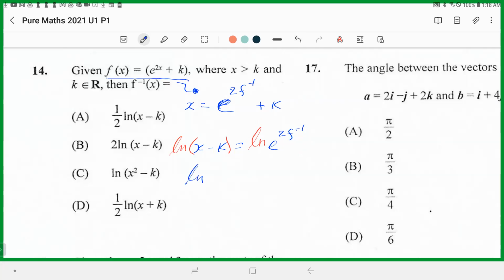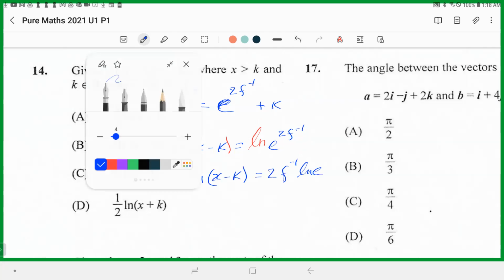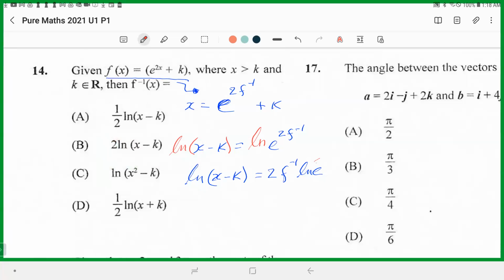I see the answer already, I'm just working it out. x minus k equals 2 times f to the minus 1 times ln e. So ln e is equal to 1. Log to the base e of e is equal to 1. So we really only have this left on the right side.